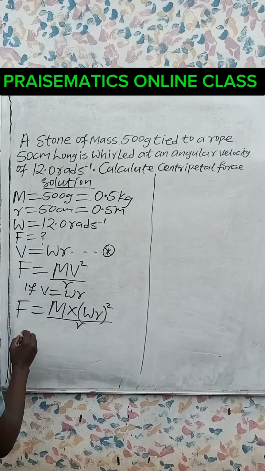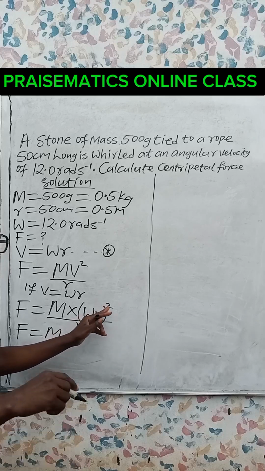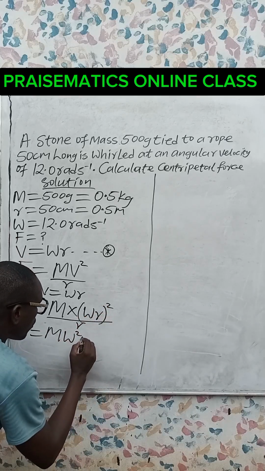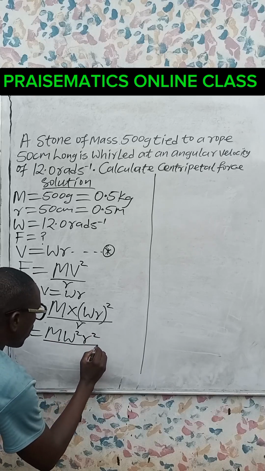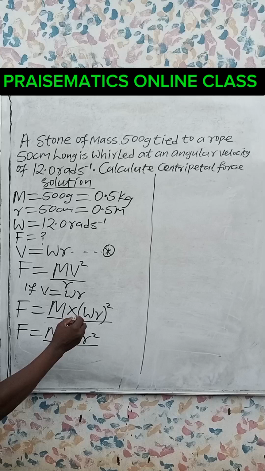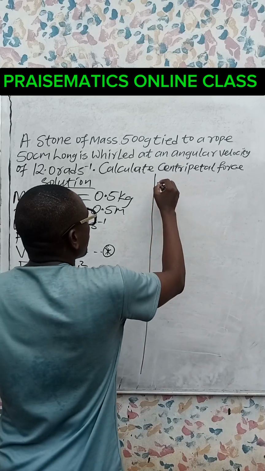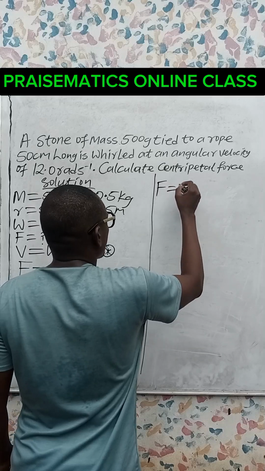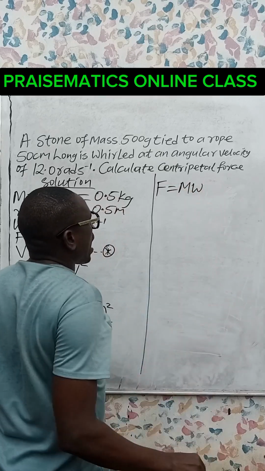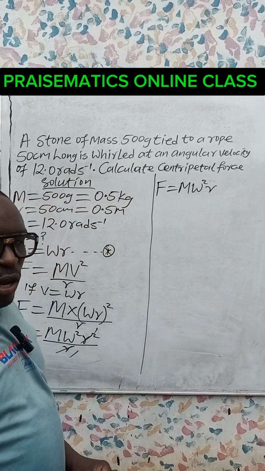over R. Now let's go. Force is equal to M, W times W will give us W square, R times R will give us R square, all over R. Now you can agree with me that this R will cancel this one. Remember one. We have that force is equal to mass, angular velocity square, R. Are you with me?